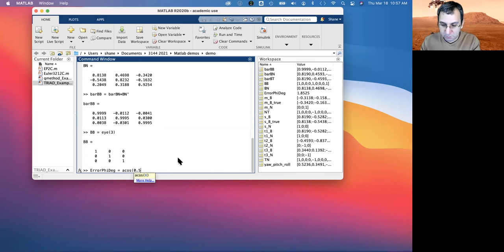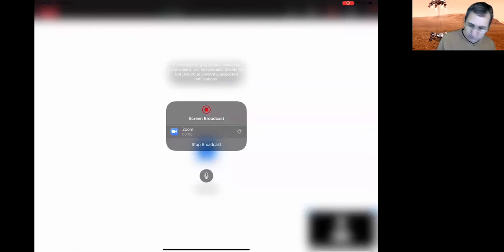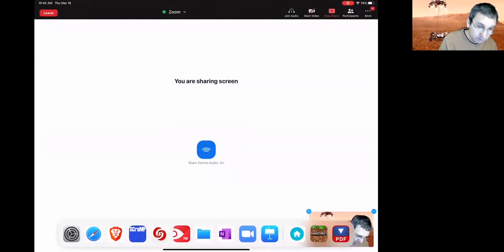Arc cosine of 0.5 times the trace of B bar B transpose minus 1, times 180 divided by pi. Do I have all my parentheses? There we go. Okay, so we're off by 1.8, 1.9 degrees. And that error comes from the error that we baked in by putting in error for the sun vector and the magnetic field vector. So that's good. So I basically worked through, despite some kind of hiccup there, example 3.15 that's in the book. And you could try it as well.